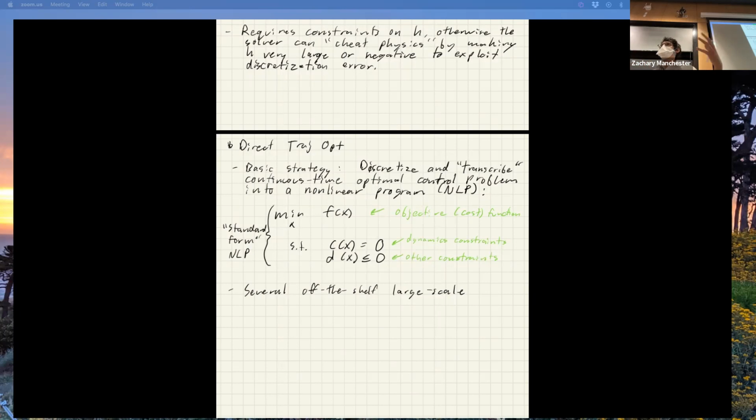So that's why there are these large scale off the shelf, commercial solvers. And there's a few common ones in particular.